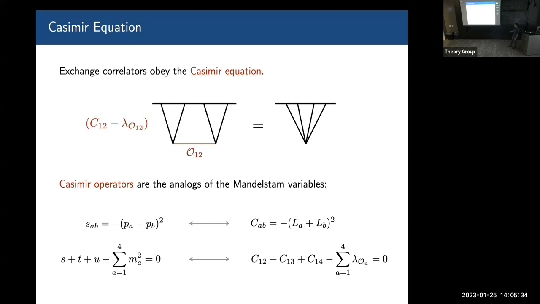Okay, so now from this equation we see the nice analogy between Casimir operators and the Mandelstam variables for amplitudes. Here we can also translate this identity involving the standard Mandelstam variables s, t and u into this equation.